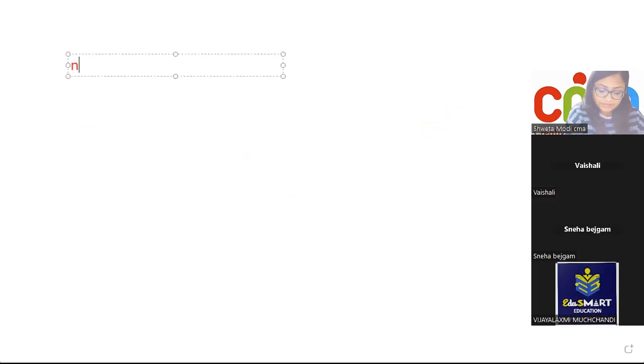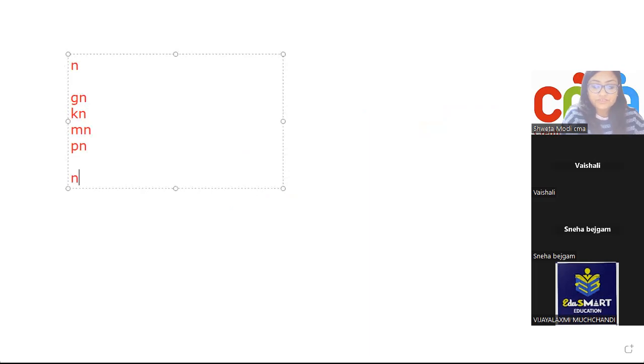The sound is the consonant sound. Now N is so many times silent. It is silent with G. It is silent with K, we have seen. It is silent with M, we have seen. It is also silent with P. It is also a part of a digraph, which is ng. It is also part of the digraph ng.